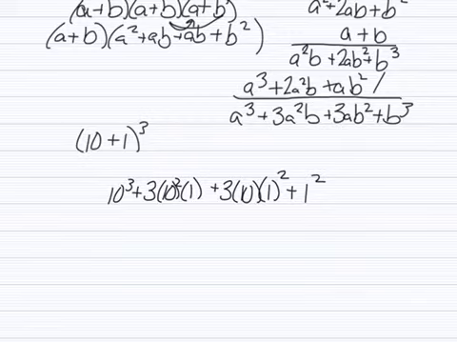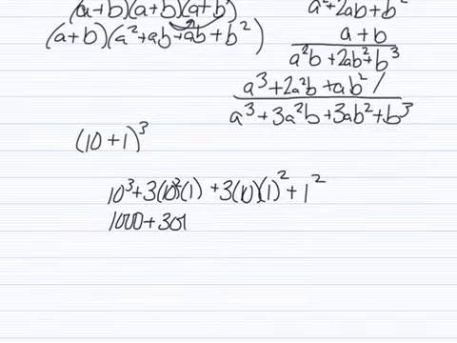So if I work this out, 10 to the third power is going to be 1,000. 10 squared is 100. Times 3 is 300 plus 1 is 301. 3 times 10 is 30 plus 1 squared is just 1, so it's going to be 31. And finally, 1 squared is 1.